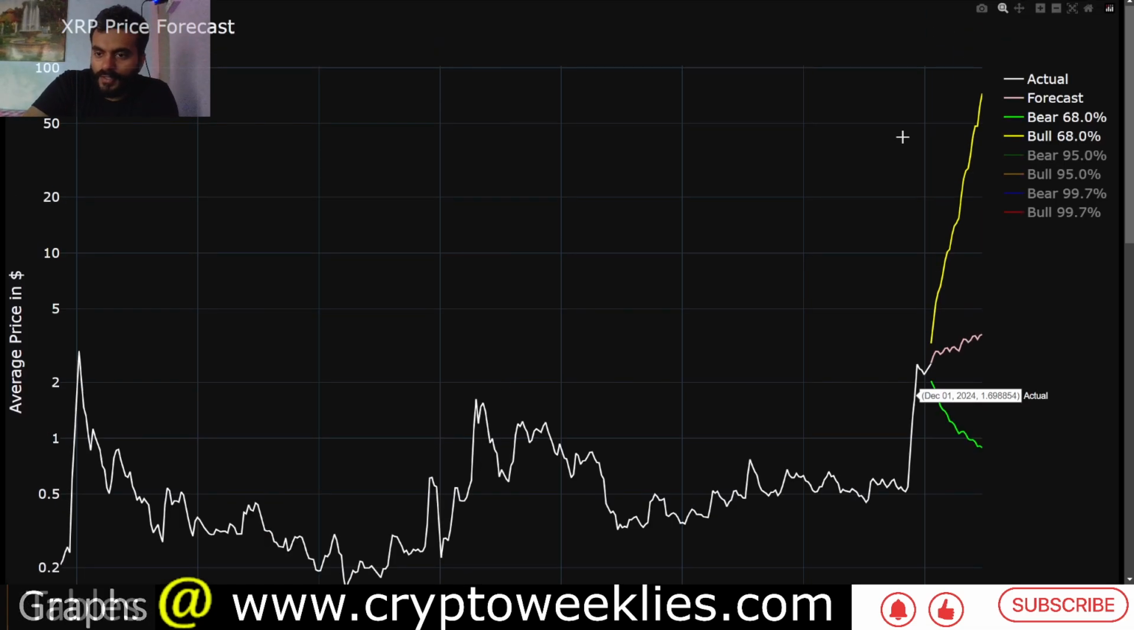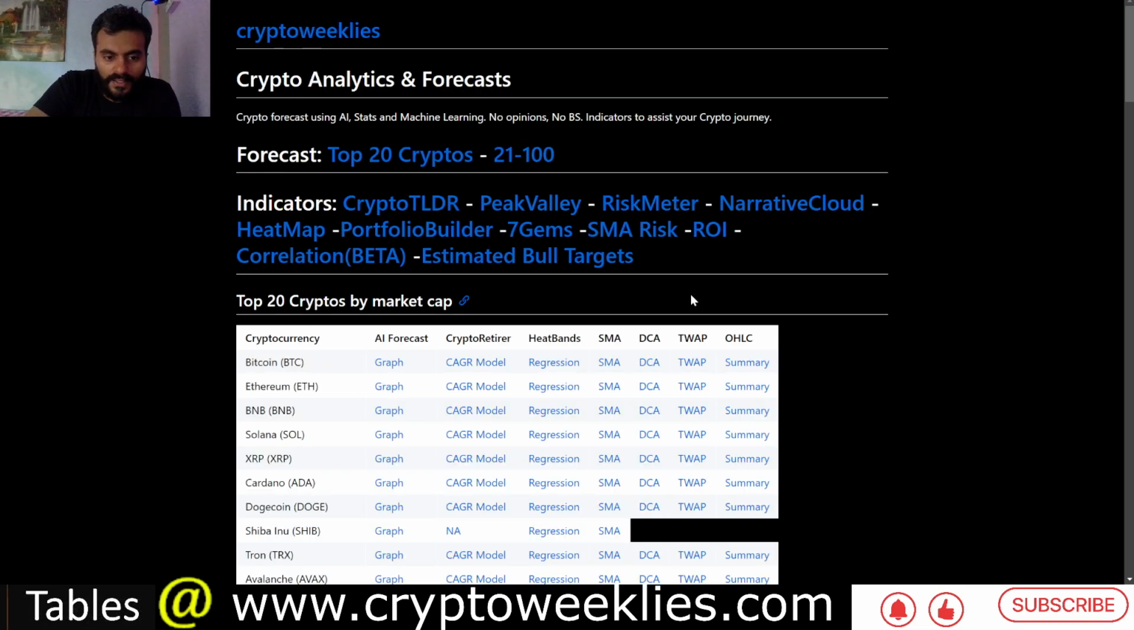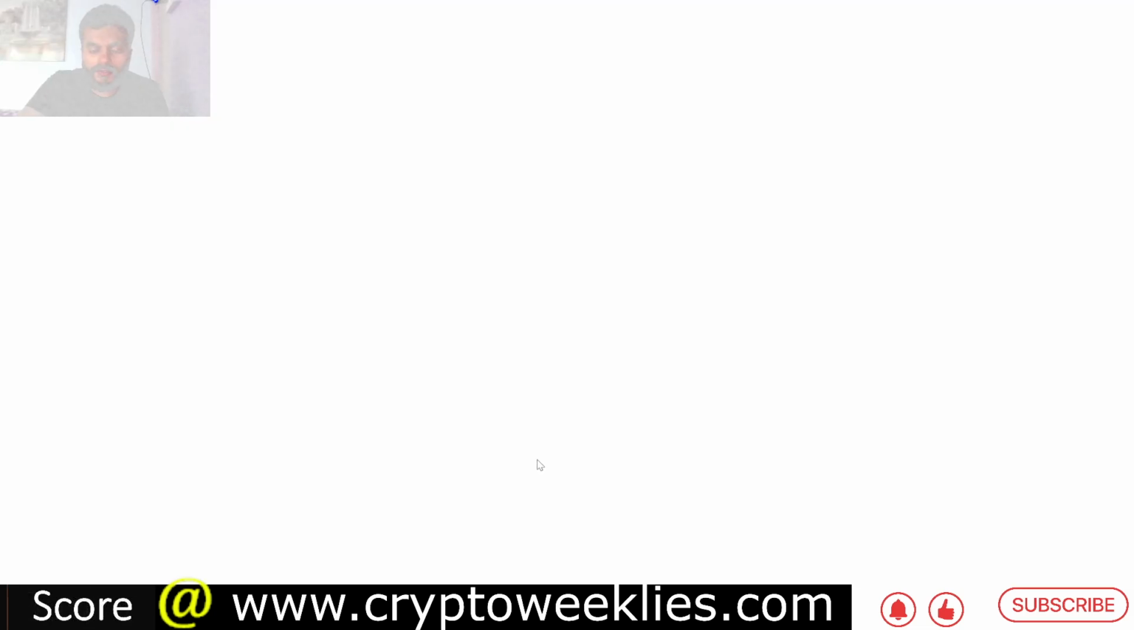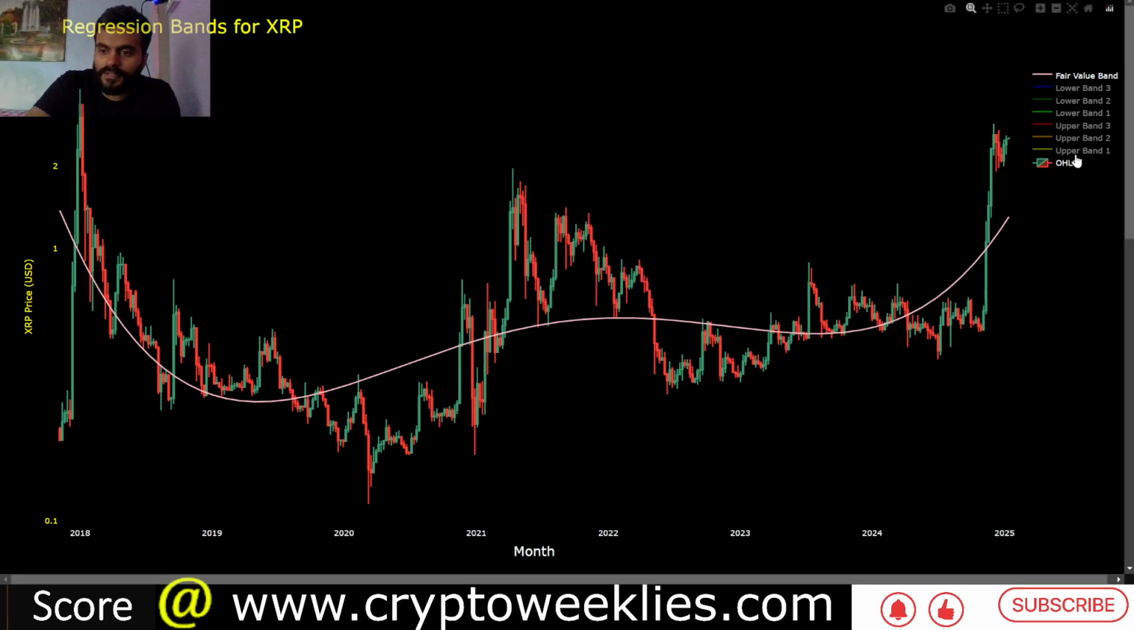Instead of relying on this machine learning based price forecast, what we can do is, based on the regression analysis, we already see that the fair value for XRP per this polynomial regression analysis, the pink line, is at around $1.30. And the peculiarity of this pink line is that in the bear market, it has a downward bias. In the bull market, it has an upward bias.